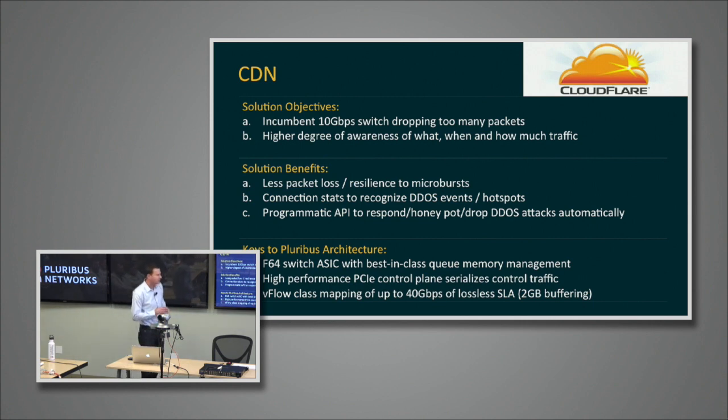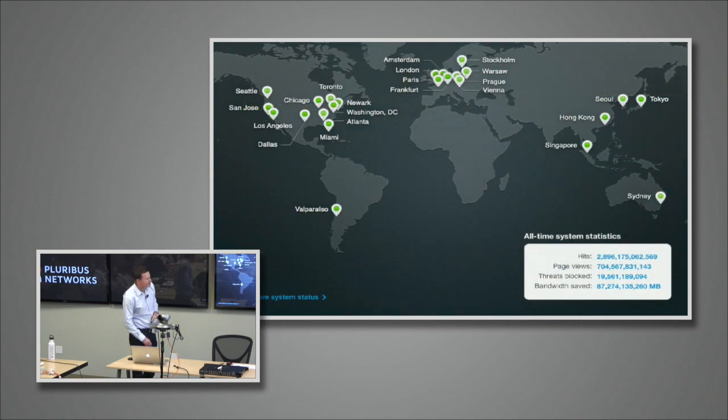I should probably mention, when I was mentioning the hardware, that they use our 2 platform, which has a network processor unit, which is essentially what is enabling this increased amount of buffering as well as SLAs. This is what Cloudflare's network looks like.